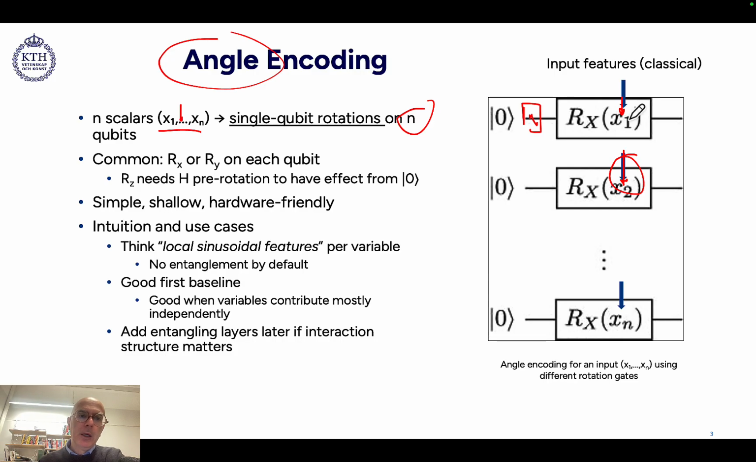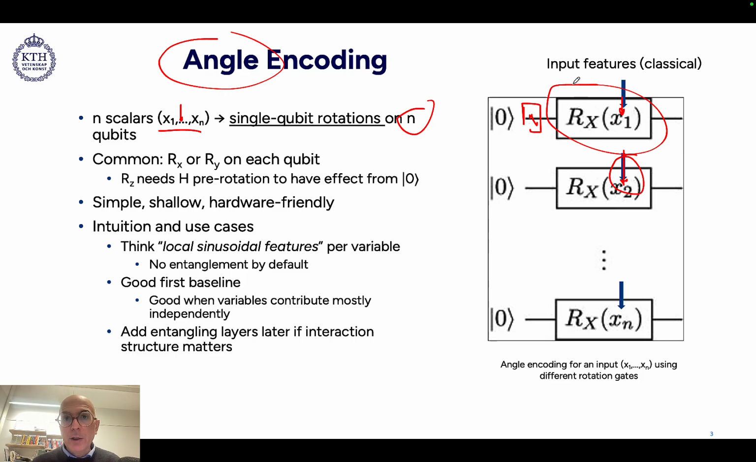we include this data as a parameter of this rotation. This quantum circuit is simple, it's very shallow, and it's very hardware friendly because technically you just need one gate for each parameter. So the way to think about it is as local sinusoidal features for each variable. You can think of it as a local sinusoidal feature associated with each variable.